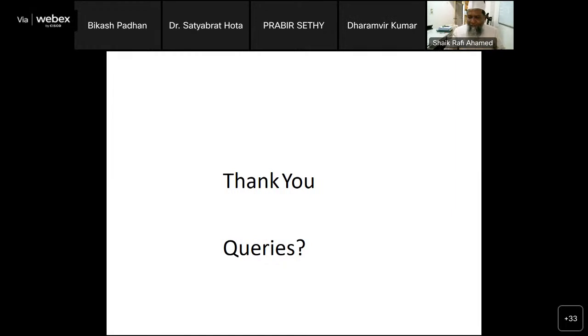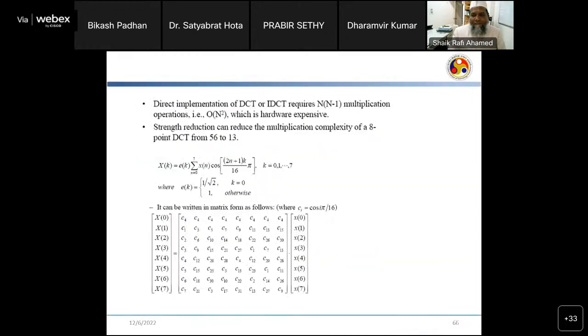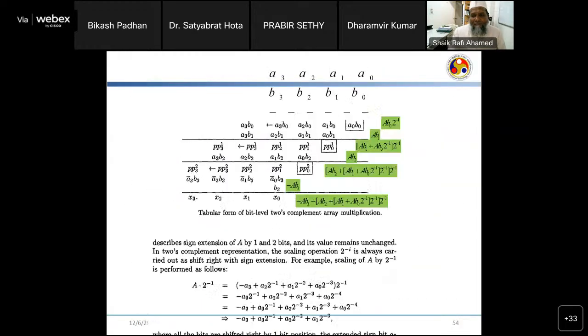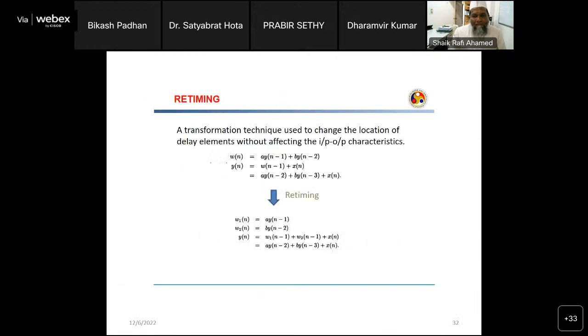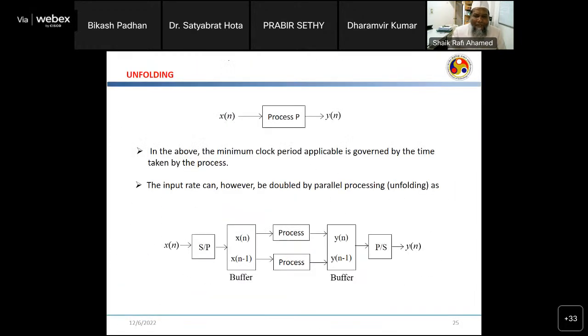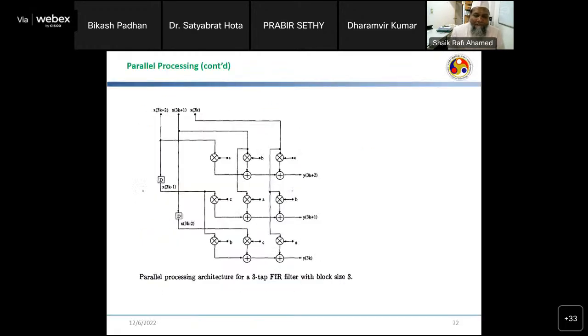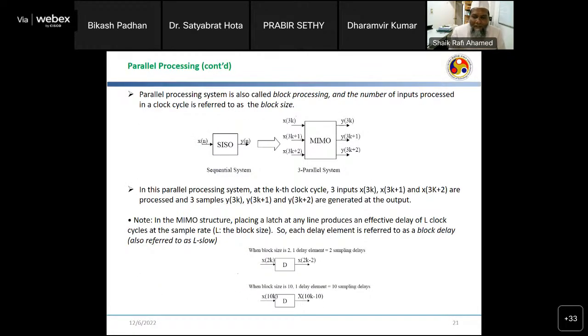Hello, sir. I have a basic doubt. In your slide number 7, at the very beginning, you showed one function. There was an operator called O of n square. Does O stand for operations or something else? Yeah, operations.